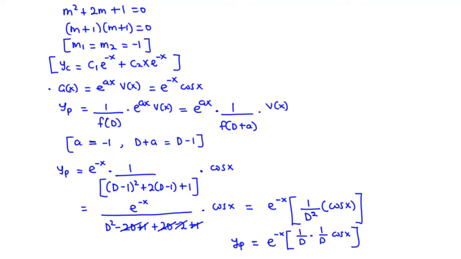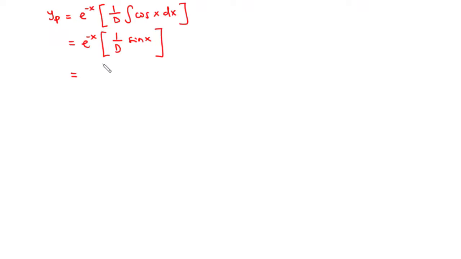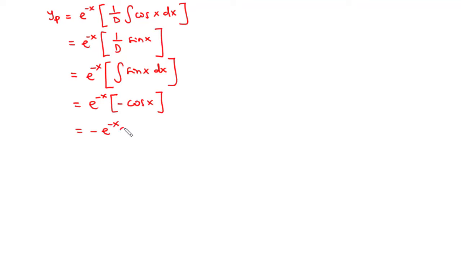So we are going to have yp equals e to the power negative x, then into brackets we have 1 over D times the integral of cos x dx. So that becomes e to the power negative x, and then you have 1 over D of, now when you integrate cos x, you have sin x. So sin x, and then it means that you are going to also integrate sin x. So you have e to the power negative x times the integral of sin x dx. Now, if you integrate sin x, then you have negative cos x. So this becomes negative e to the power negative x cos x.